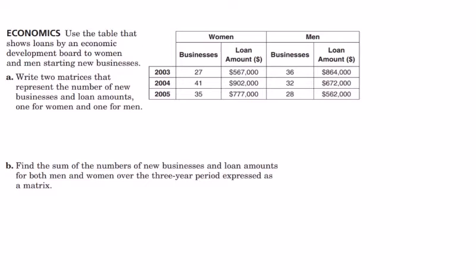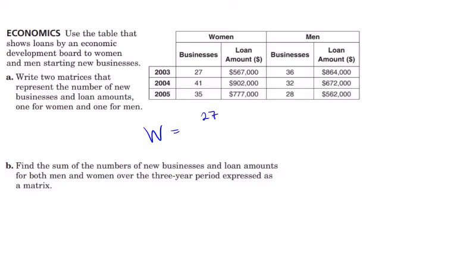So here we have a table of information related to economics. It shows loans for startup businesses for men and women over a 3-year span from 2003 to 2005. It says to write two matrices that represent the number of new businesses and loan amounts, one for women and one for men. So we'll start with the women matrix. It'll be a 3x2.